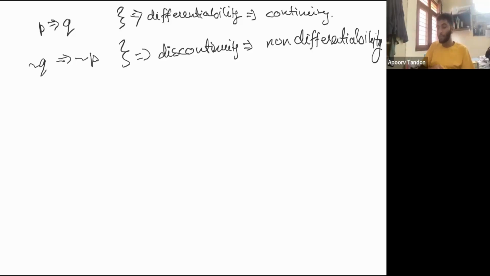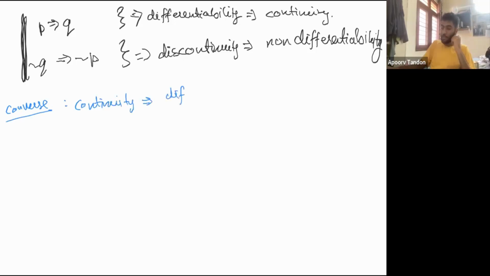So these are the two results we have now learned: that differentiability of a function implies its continuity, and discontinuity of a function implies its non-differentiability. The converse of this theorem, the converse being that continuity implies differentiability, you will see is in fact not true.